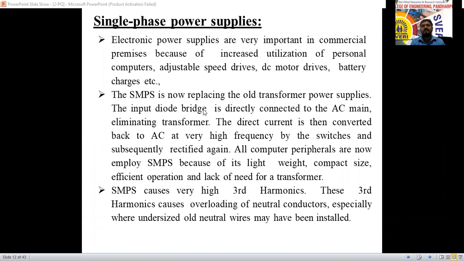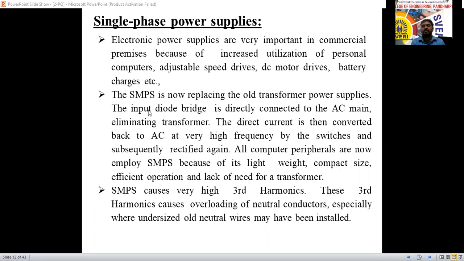See, the SMPS is now replacing the old transformer power supplies. We are not connecting any power transformer here. The input diodes, that is called the rectifier circuit, are directly connected to the AC mains. So we have to convert AC to DC. We have eliminated the transformer.